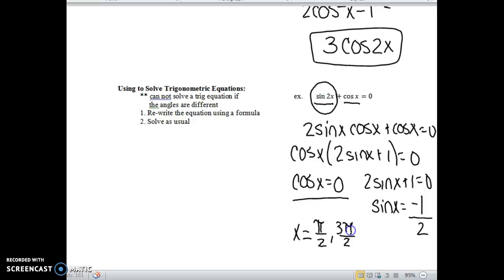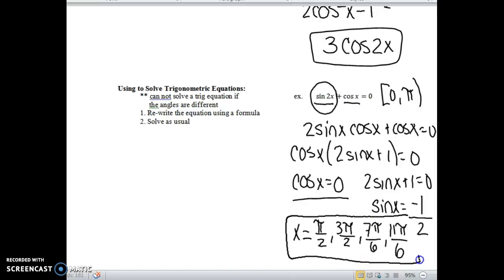I'm going to assume that I'm finding the solutions on the interval 0 to 2 pi, inclusive of 0. And so the sine is -1/2 in two different quadrants. That would be 7 pi over 6, in the third quadrant, and 11 pi over 6, which is in the fourth quadrant. And those are my solutions. That is the end of our notes.